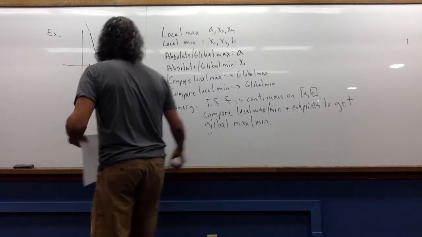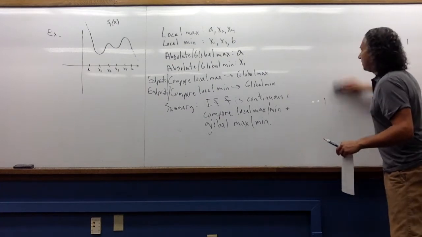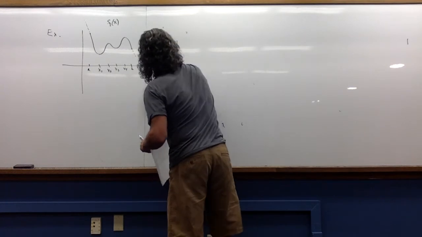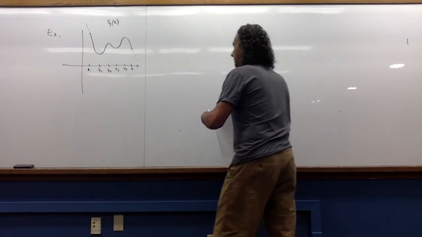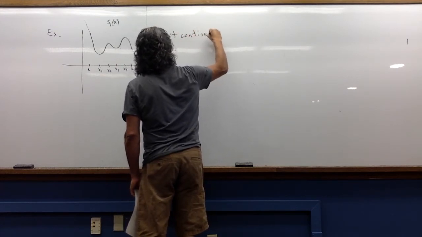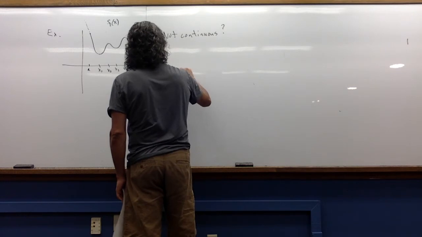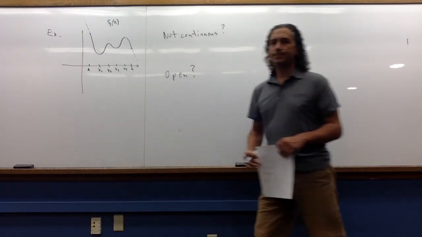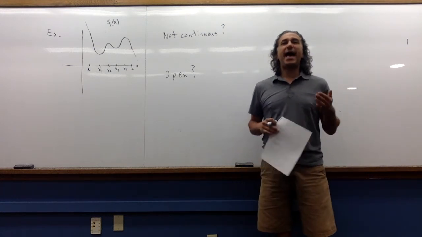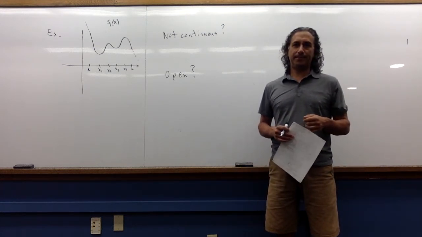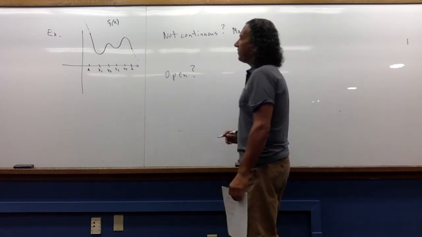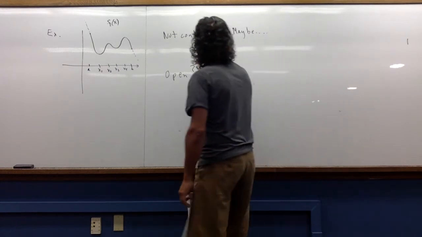Or what if the interval itself is not closed? Will we always get a max and min? Let's check that out. So let's say it's not continuous. What if we have an open interval? Well, it turns out that if our function is not continuous on the interval, it doesn't have to have a global max or min. If we have an open interval, it doesn't have to have a global max or min.